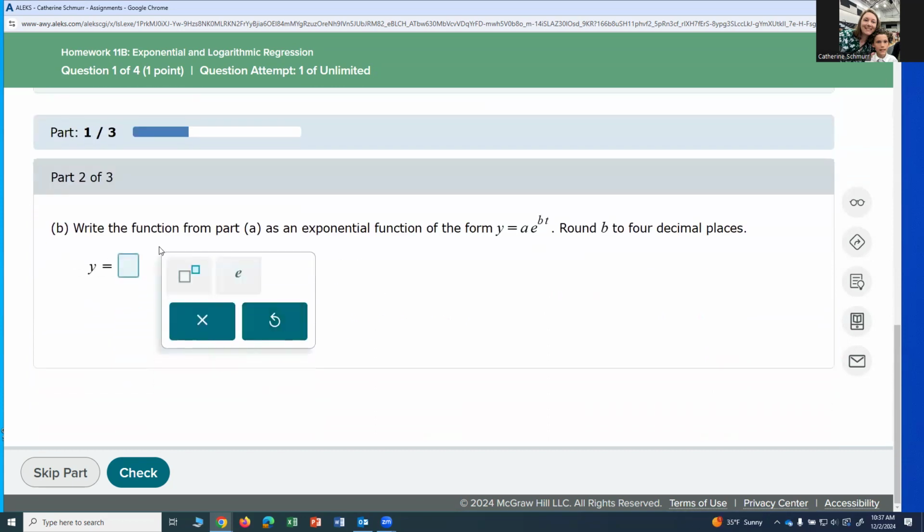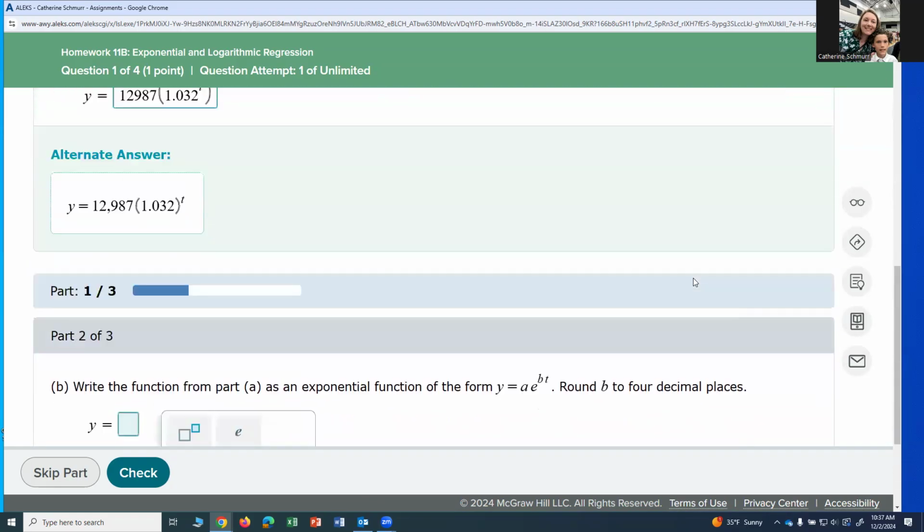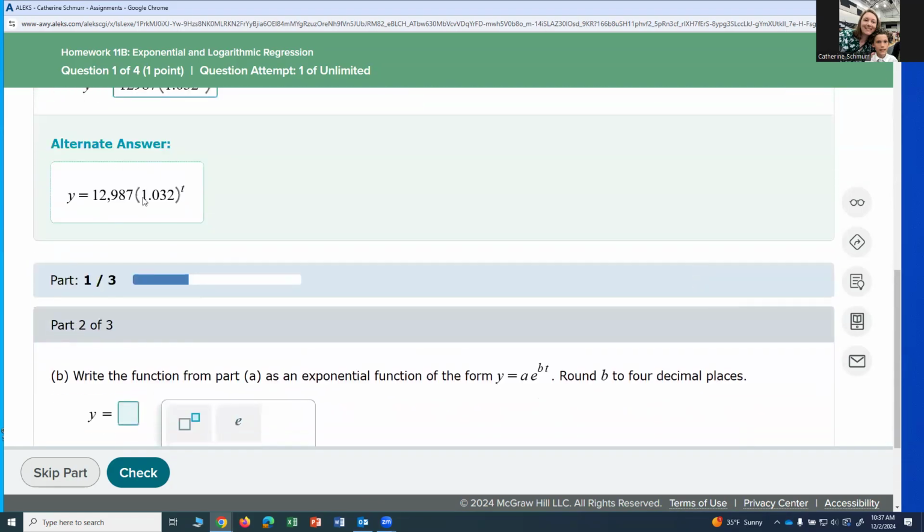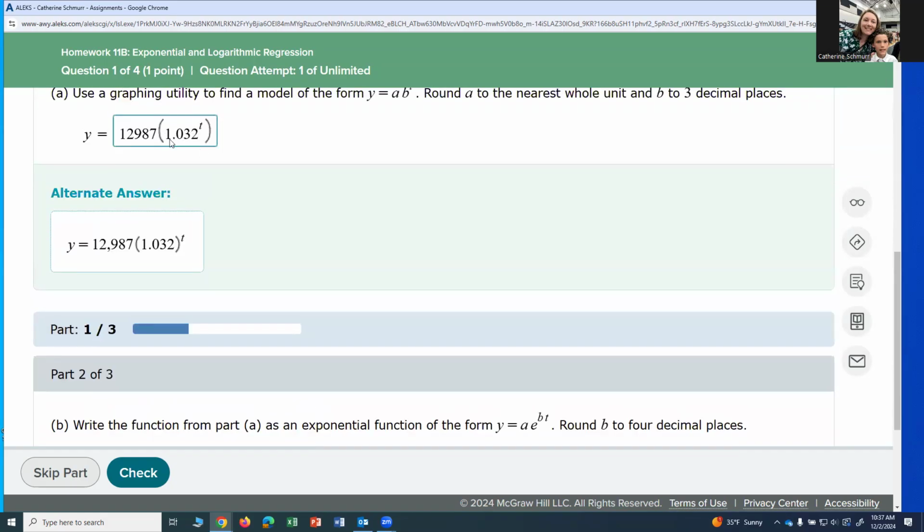Part 2 asks us to write the function from part A as an exponential function of the form y equals a e to the bt and round b to 4 decimal places. Now what we'll do is we'll use our equation from part 1, and we know that e to the b has to take the place of the 1.032 because everything else about the equation is staying the same. A will stay the same, t will be the same, and so e to the b will just take the place of the 1.032.